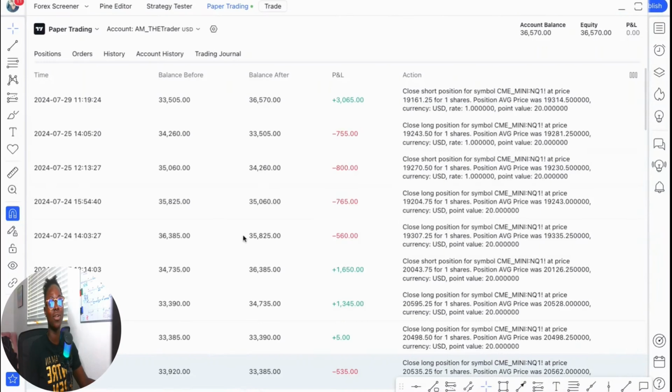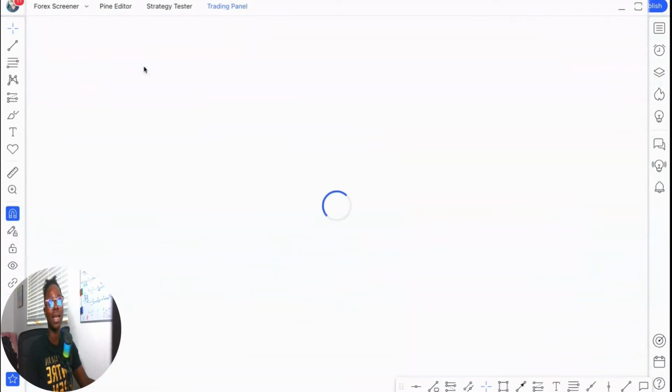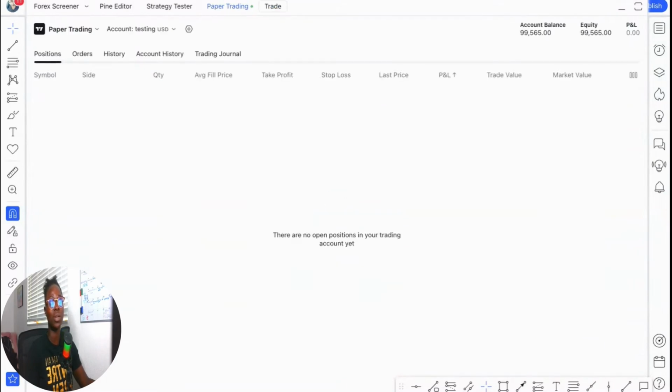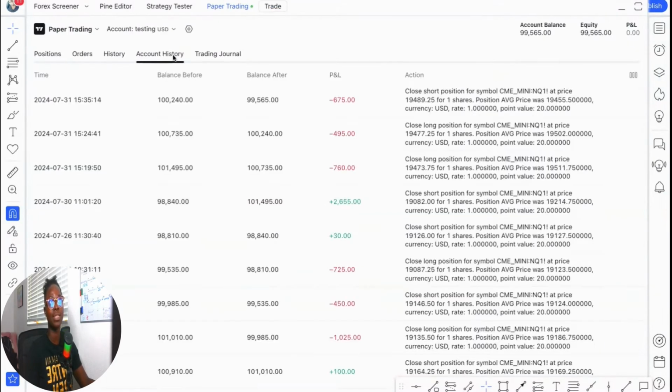Didn't get in on this account. I got in on my testing account. Show you guys that I actually do take these trades. This is an account where I try out different methods and strategies. So that was this day, July 30th, right here. I took that trade right here.